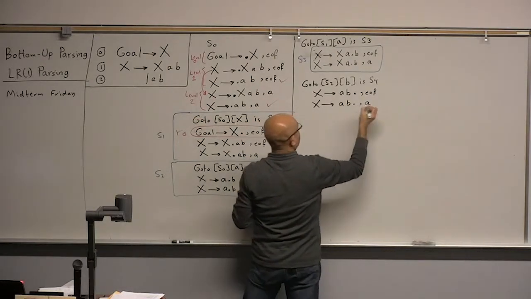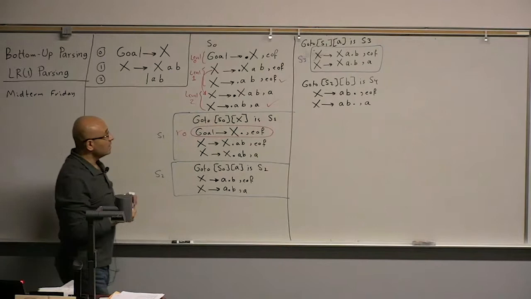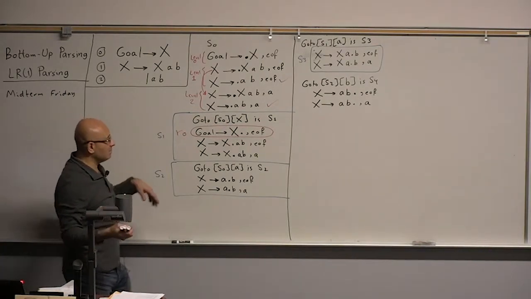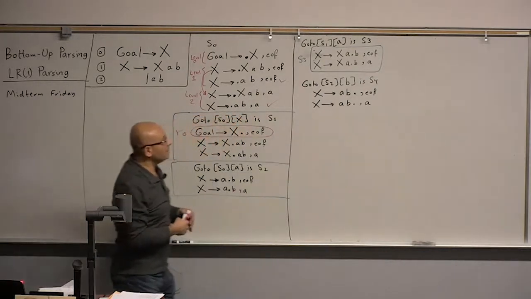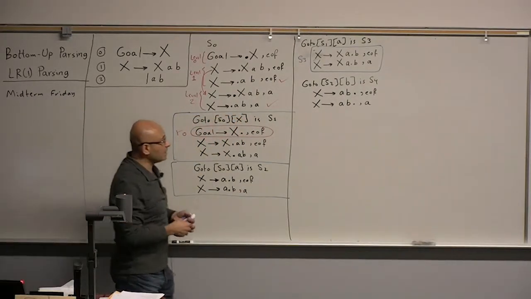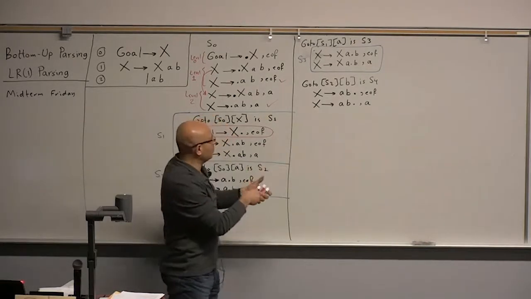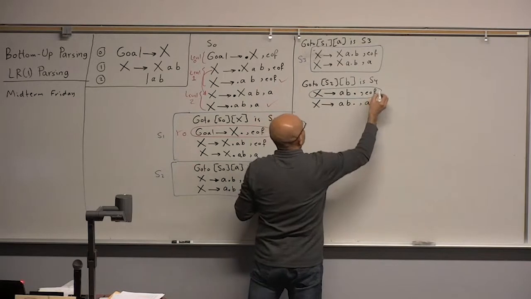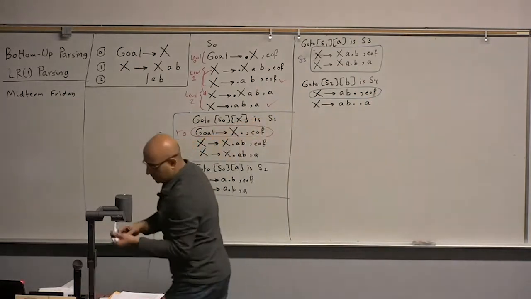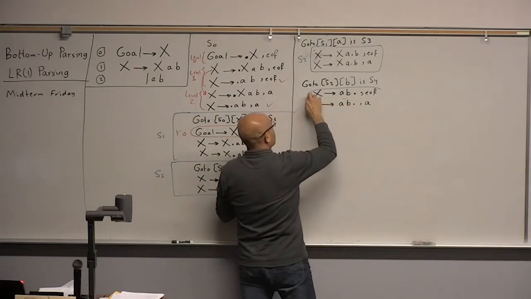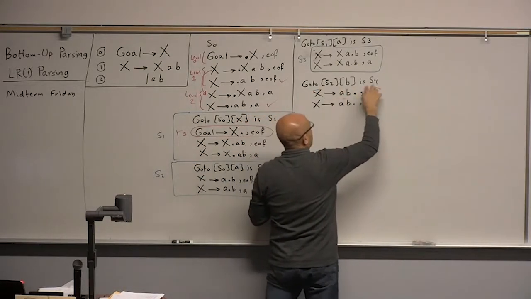Okay. So now the first question is closure. Closure will not add anything because we are already at the end. Second question, reduction. Do we have reductions? Yes, we do. We have two reductions. So we have this reduction. Let's mark the reductions in red.